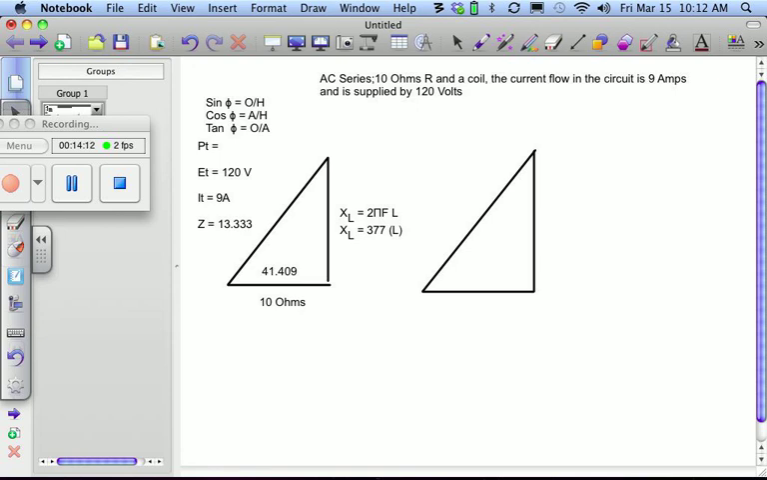So the cosine of the angle is 10 divided by 13.33. So in your calculator you can push in second function cosine, 10 divided by 13.33333, and it'll tell you that it's 41.409 degrees. So that's our angle. And one of our questions is, we want the inductive reactance first. Well, first we have to find the angle, because now that we have an angle, we're looking for the side opposite, right? We want to find the side opposite.